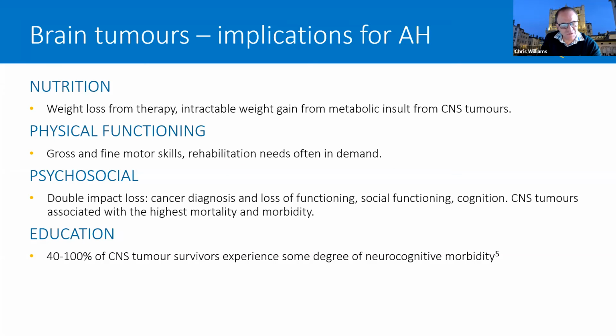There's a lot of psychosocial impact, and there's this concept of double impact loss. So this is the idea that with a child with leukemia, the family are dealing with a cancer diagnosis, but with a child with a brain tumour, we're dealing with a cancer diagnosis and some kind of loss of functioning. They may have poor social functioning, poor cognition as a result of the tumour. And so it's this double impact of losing two things, the cancer diagnosis and some type of functioning that may not ever come back. And CNS tumours are associated with the highest mortality and morbidity. So from a psychosocial point of view, it's critical we provide quality care.